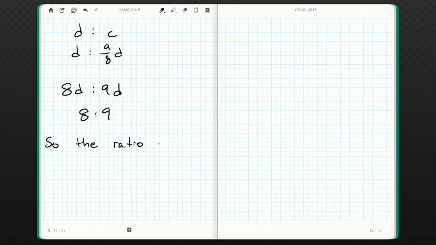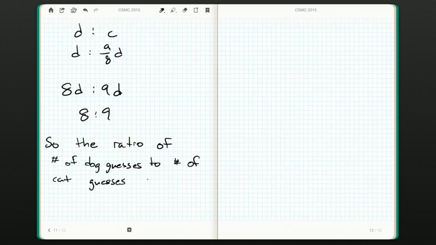So we make a final little statement here. The ratio of, you could easily get confused here, and probably a lot of people put 9 to 8, I would guess, but I think we've done it carefully enough that it is 8 to 9. So the ratio of number of dog guesses to number of cat guesses is 8 to 9. Okay. So 8 to 9 would be our final answer. We put that in the little box that is provided in the answer booklet.